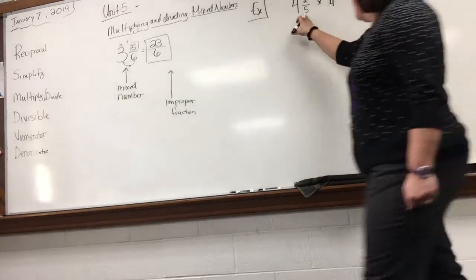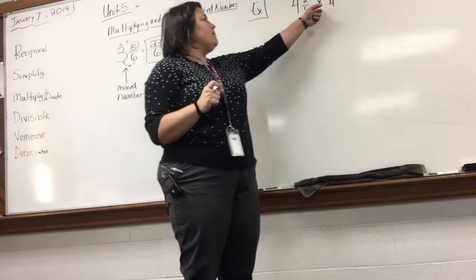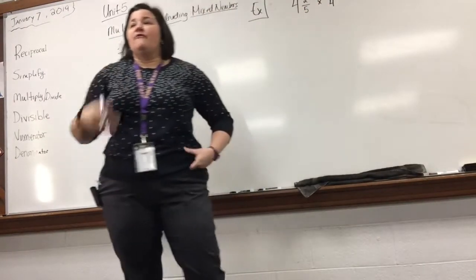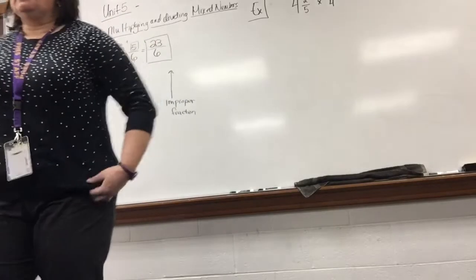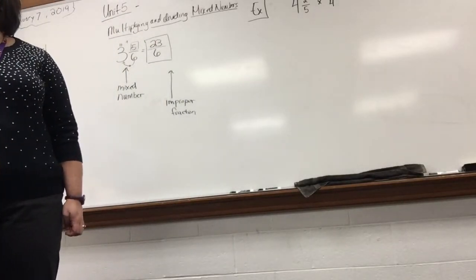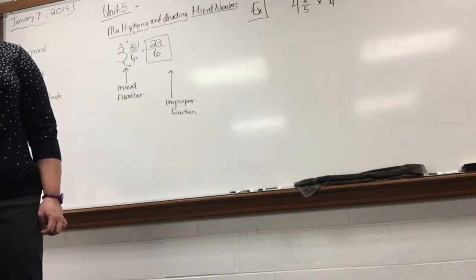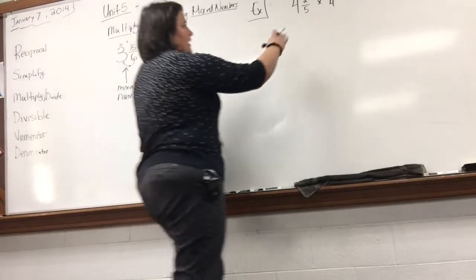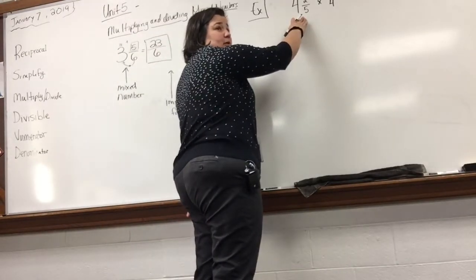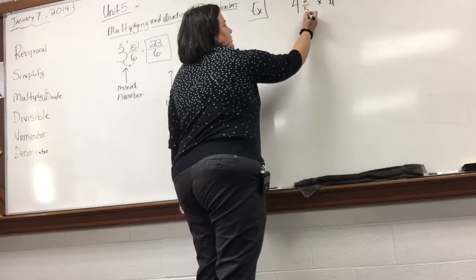We have a mixed number. We have a fraction. We are multiplying. For us to be able to multiply these two numbers together, what do we have to do to the mixed number? Addie? Absolutely. We have to take this first mixed number and we have to convert it to an improper fraction. Okay? So, let's do it.